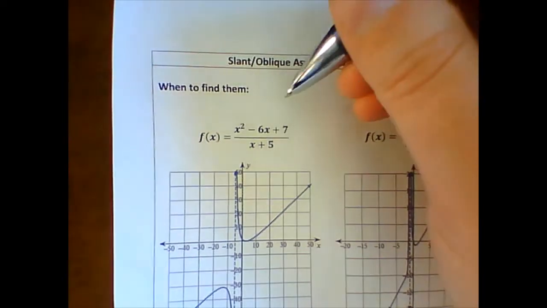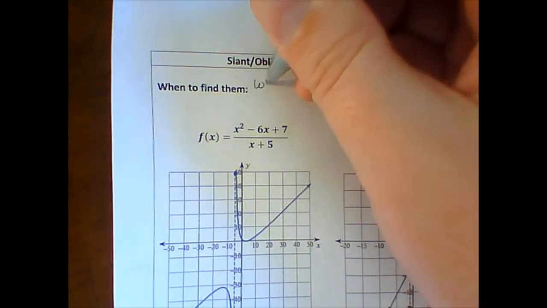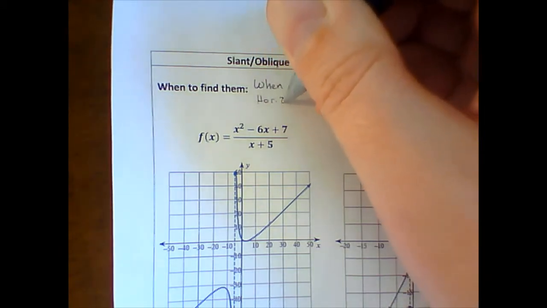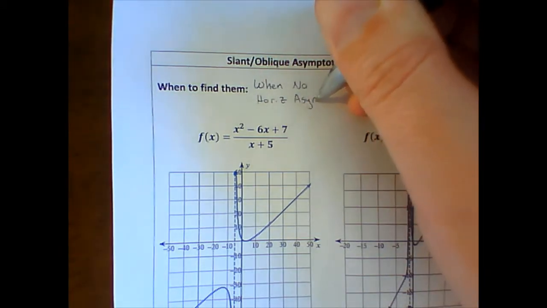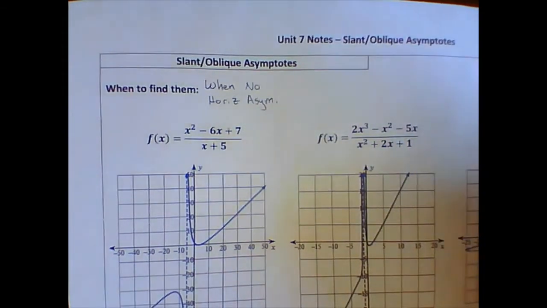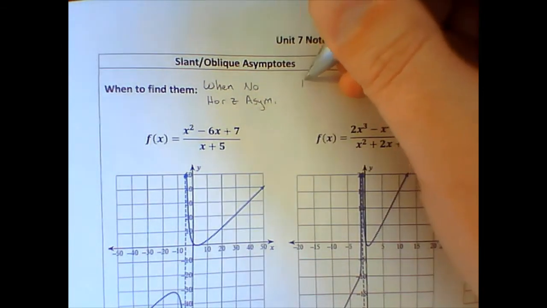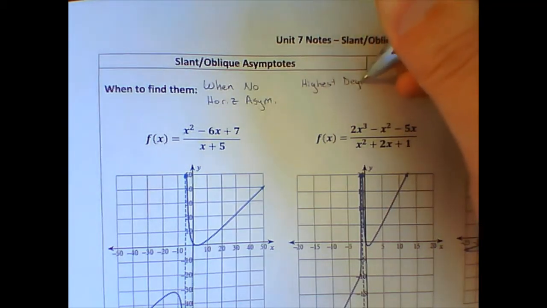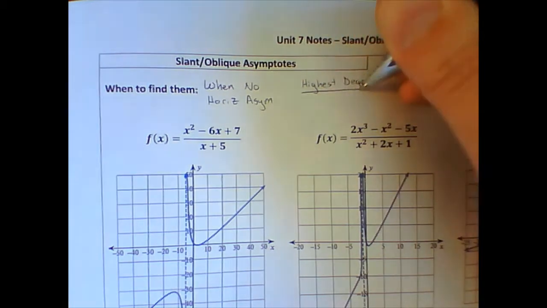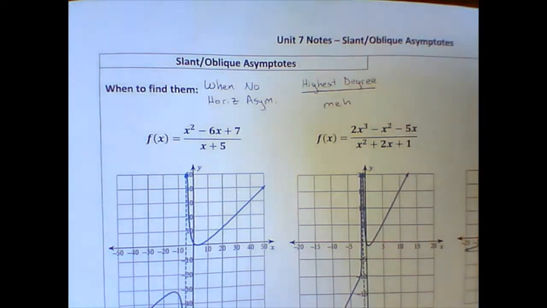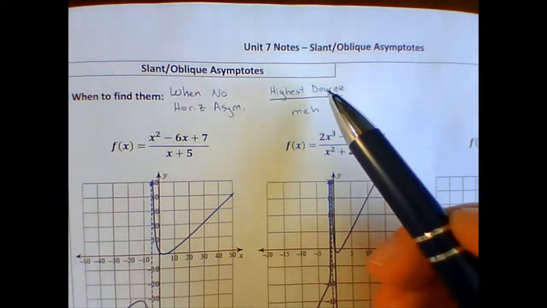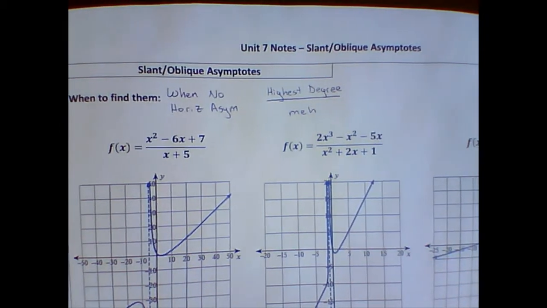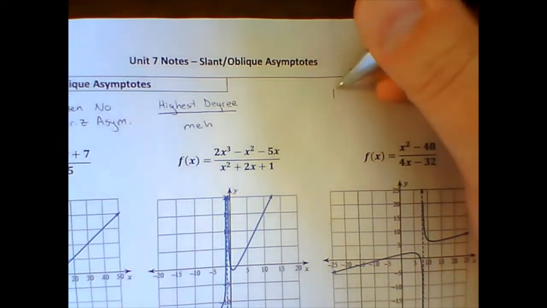First of all, let's make sure we know when these things exist. You find oblique or slant asymptotes when there is no horizontal asymptote. You cannot have them at the same time. There's no horizontal asymptote when your rational has its highest degree on top. The biggest exponent will be on top, and the bottom is kind of worthless as you approach infinity. So that's the slant asymptote.